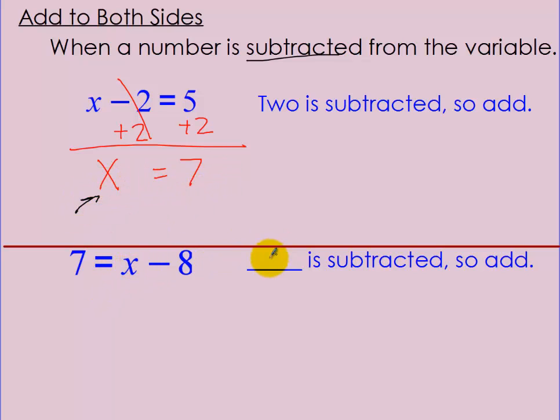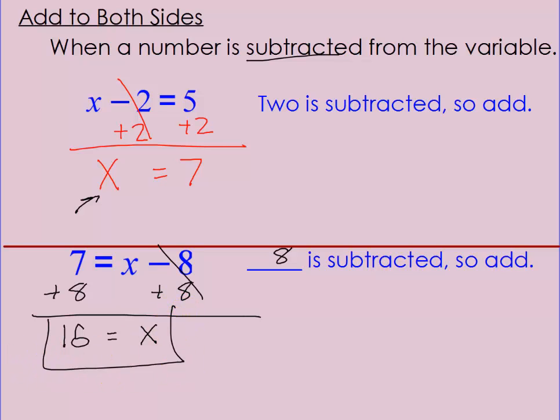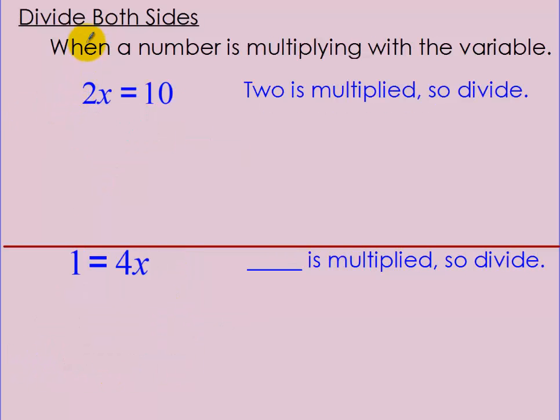Now this bottom one, again, 8 is being subtracted, so we have to add 8. Plus 8 on both sides, the left and the right. And 7 plus 8 is 15. These 8's cancel out, so I get 15 equals x, or x equals 15. The x is isolated.